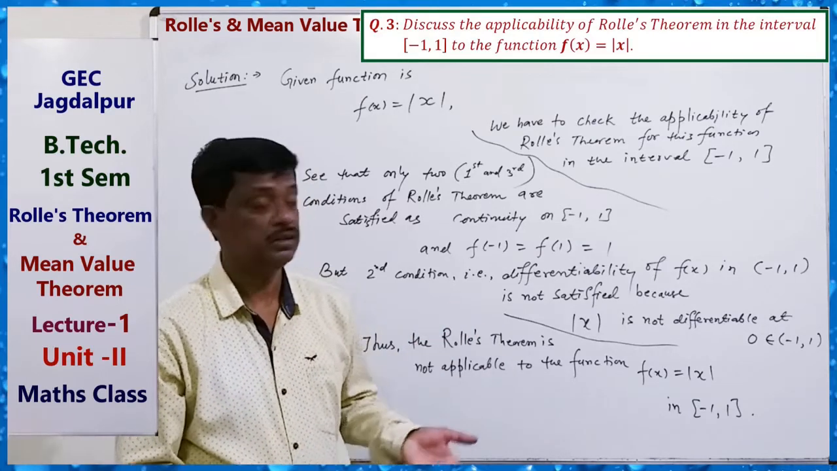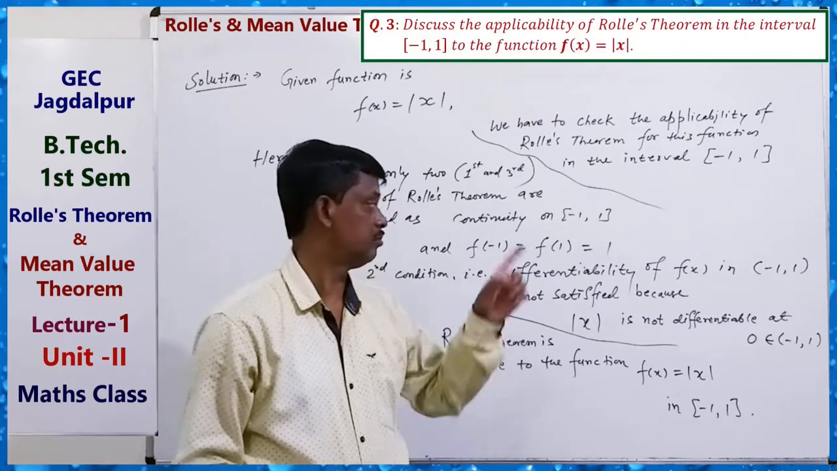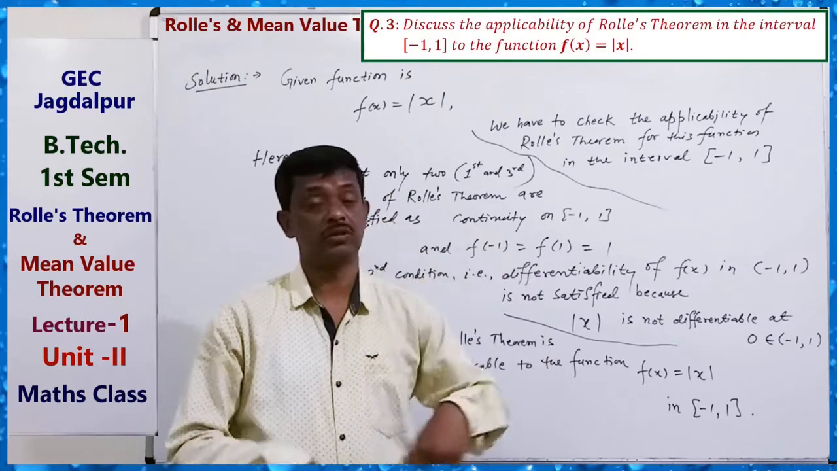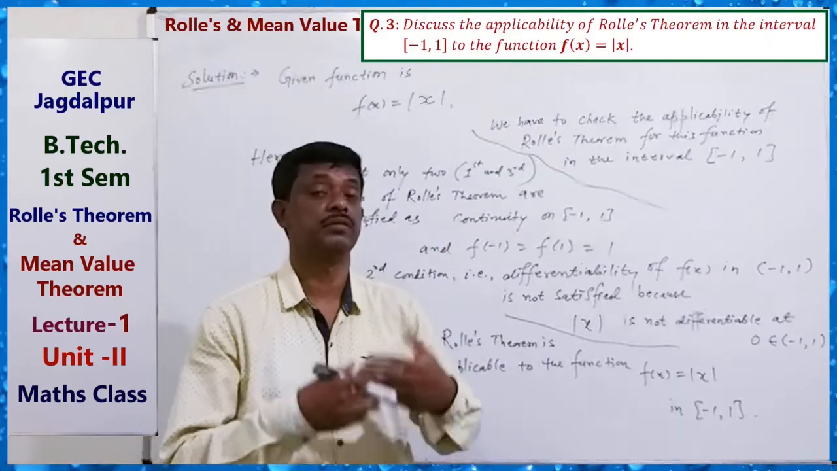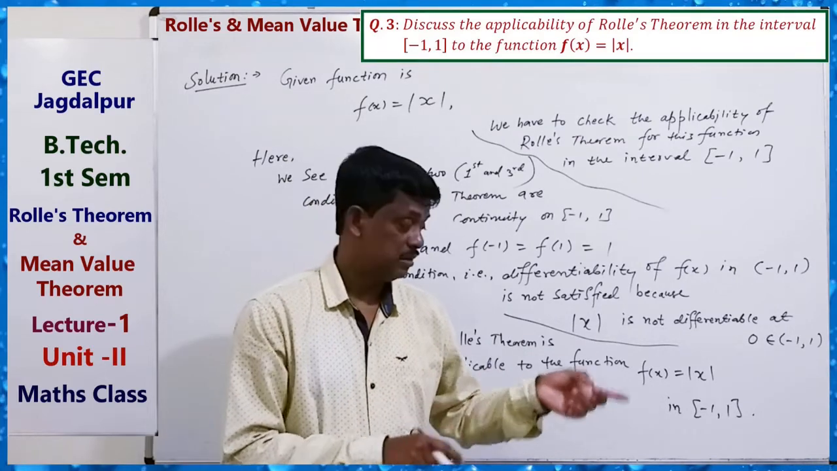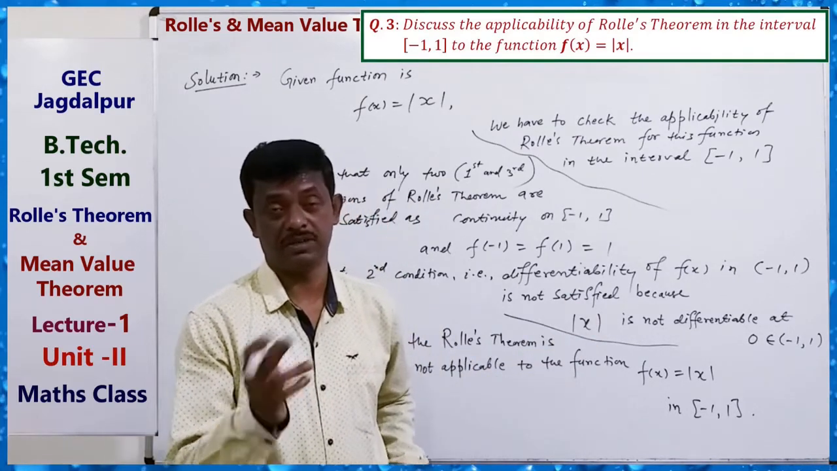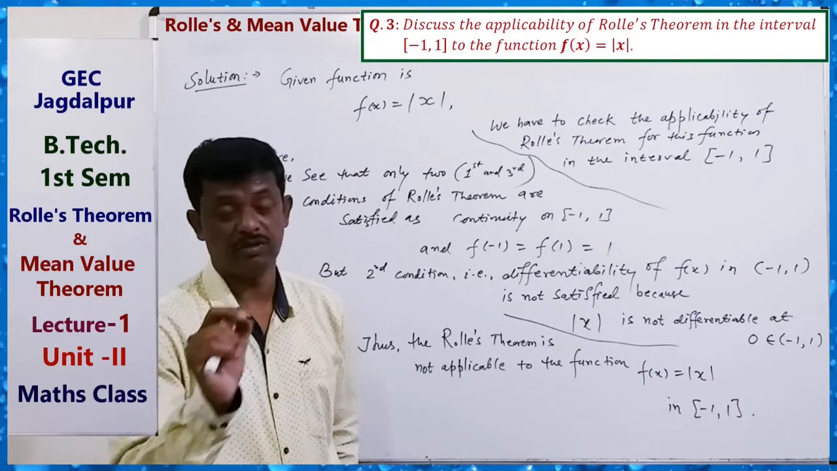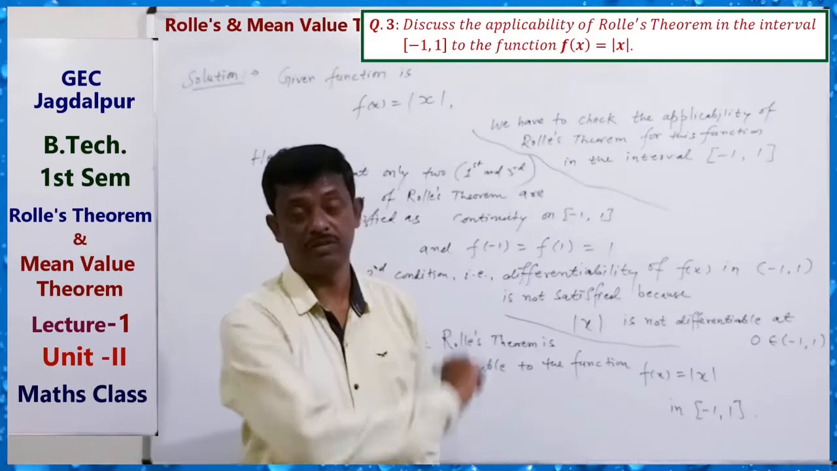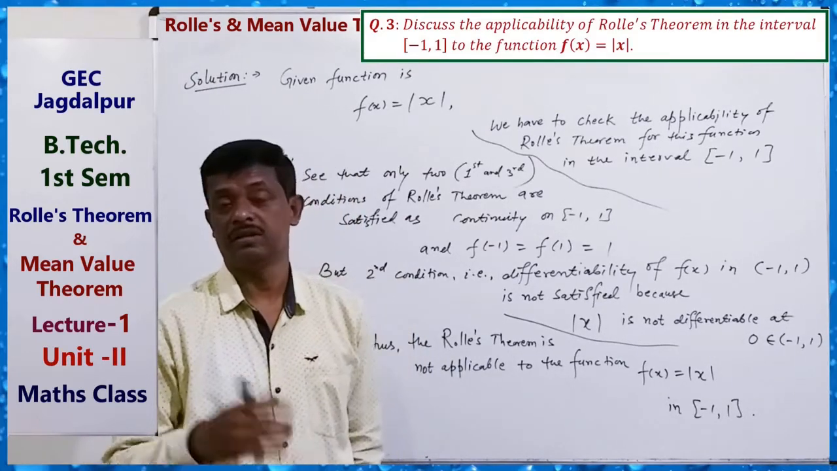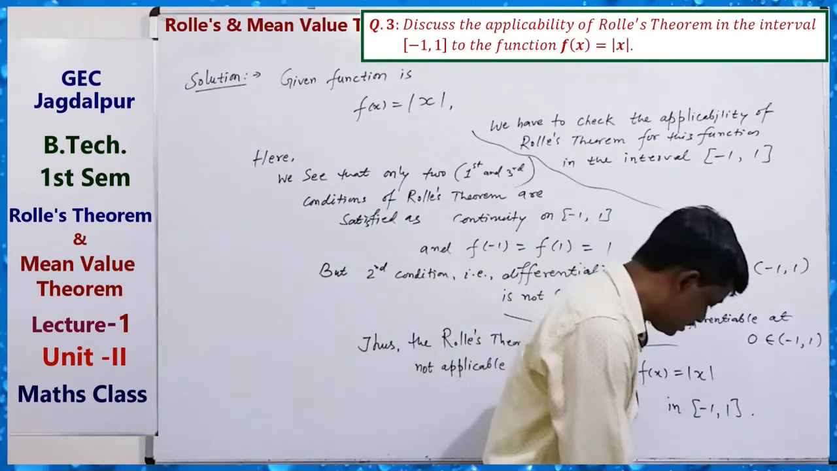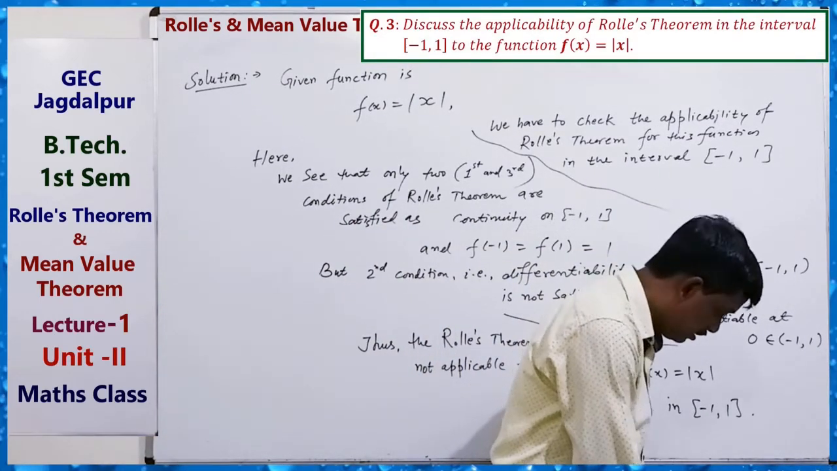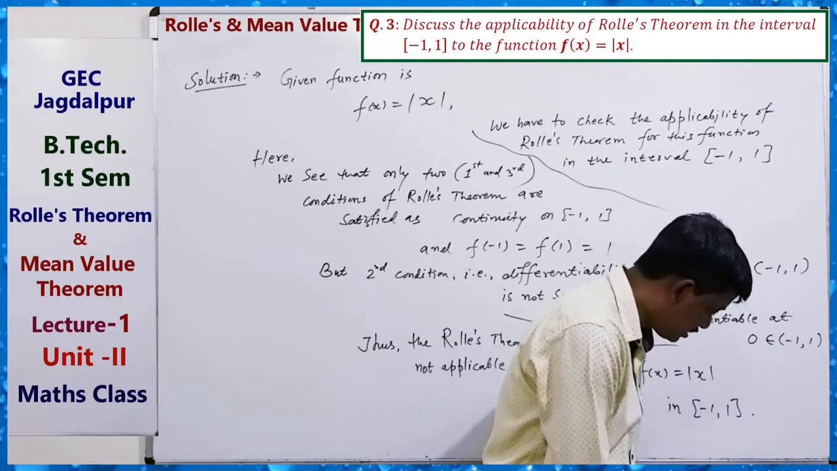For applicability, three conditions must be satisfied. If one of the conditions is not satisfied, then Rolle's theorem is not applicable. If all the conditions are satisfied, then Rolle's theorem can be applicable. For that, just check whether f'(c) equals 0 gives at least one value of c in the interval. Then Rolle's theorem will be verified. Okay, so this type of questions are frequently asked in the exam.